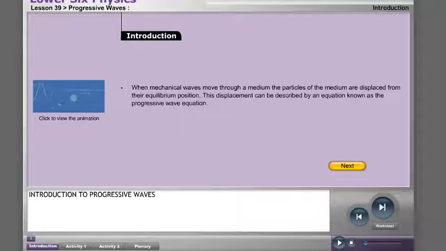Introduction to progressive waves. When mechanical waves move through a medium, the particles of the medium are displaced from their equilibrium position. This displacement can be described by an equation known as the progressive wave equation.